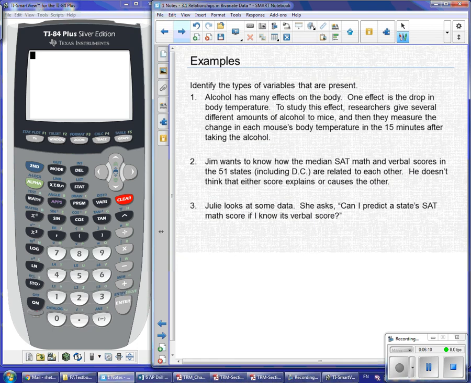So on the following screen, you'll see 3 different examples, and what I'd like you to do is identify the variables that are present and then identify them as either the explanatory or the response variable. So I'd like you to go ahead and press pause right now and do that.